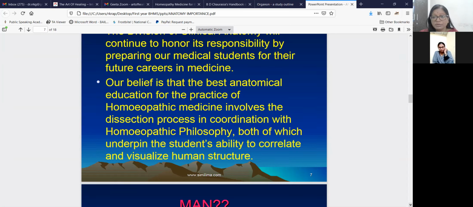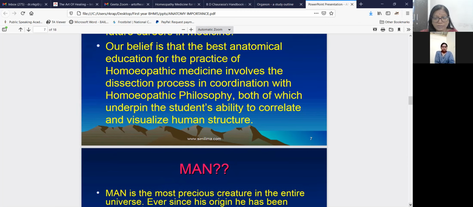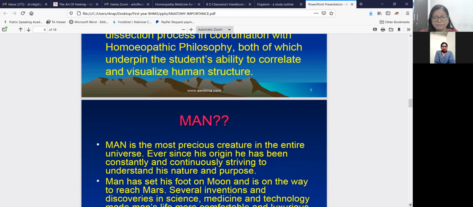And apart from that, you have additional knowledge of the homeopathic philosophy and materia medica also. So you are nowhere behind any other system of medicine. So how is this anatomy education important in your homeopathy syllabus?